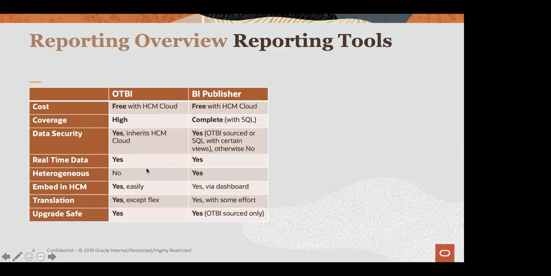Both of them are real-time data. When I say heterogeneous, what I mean is that in OTBI, you cannot get data from any other external source. In BI Publisher, you can bring in your data from other sources using spreadsheets. That's what I call heterogeneous. Embed in HCM application, yes, both of them can be done.